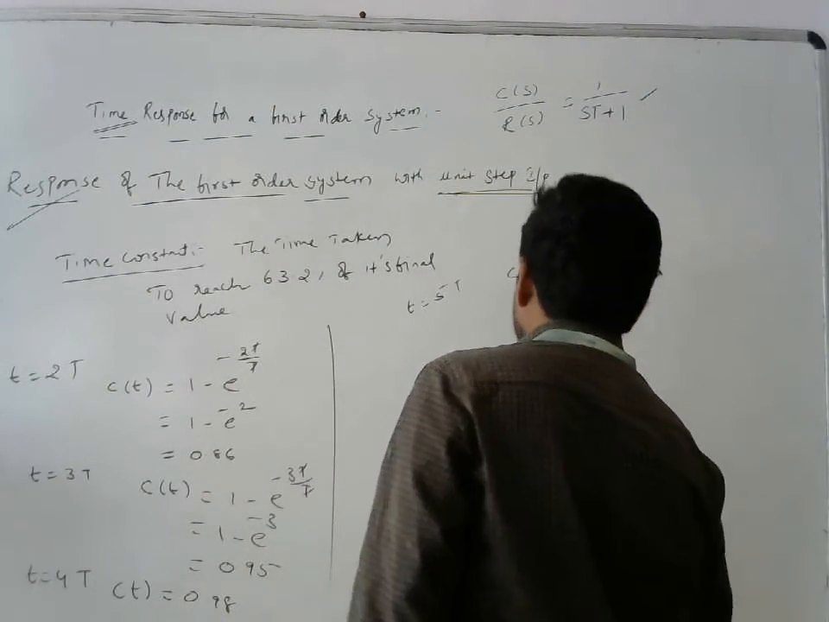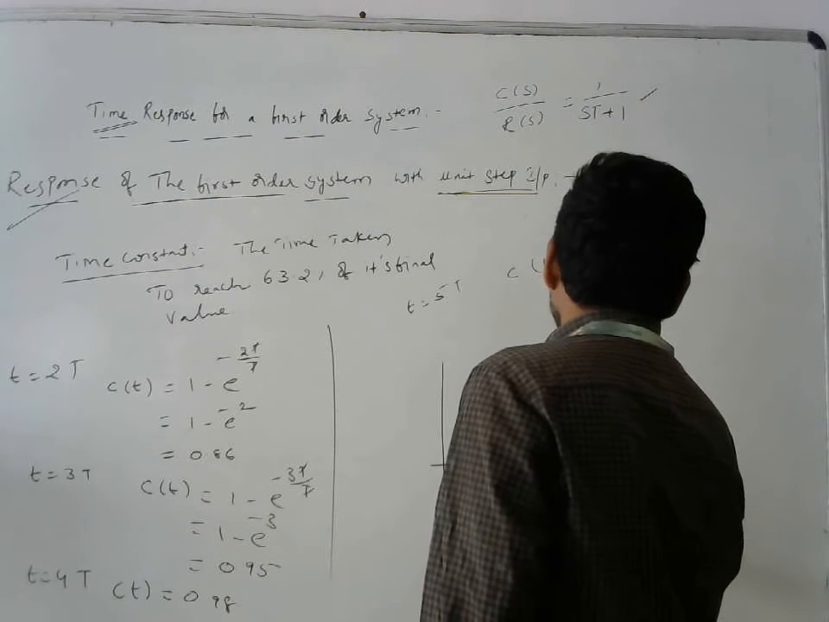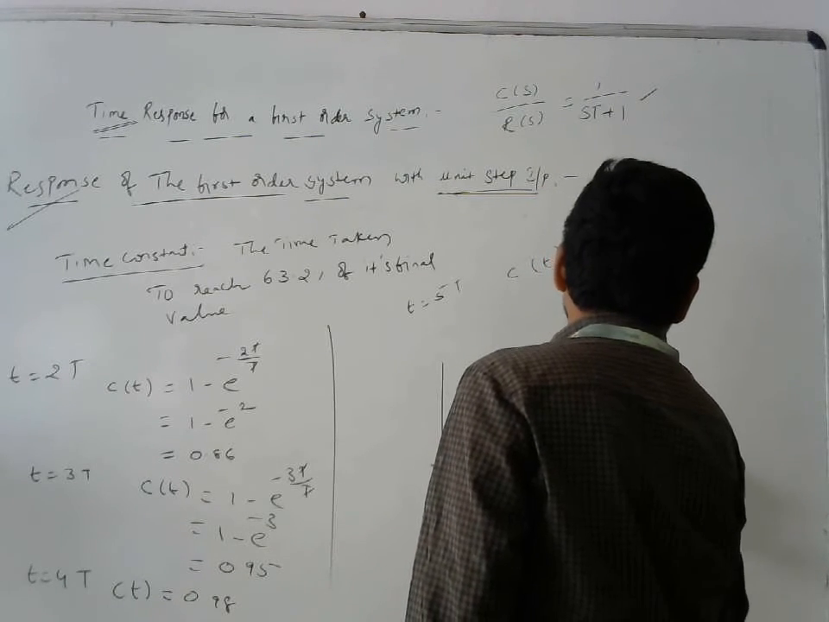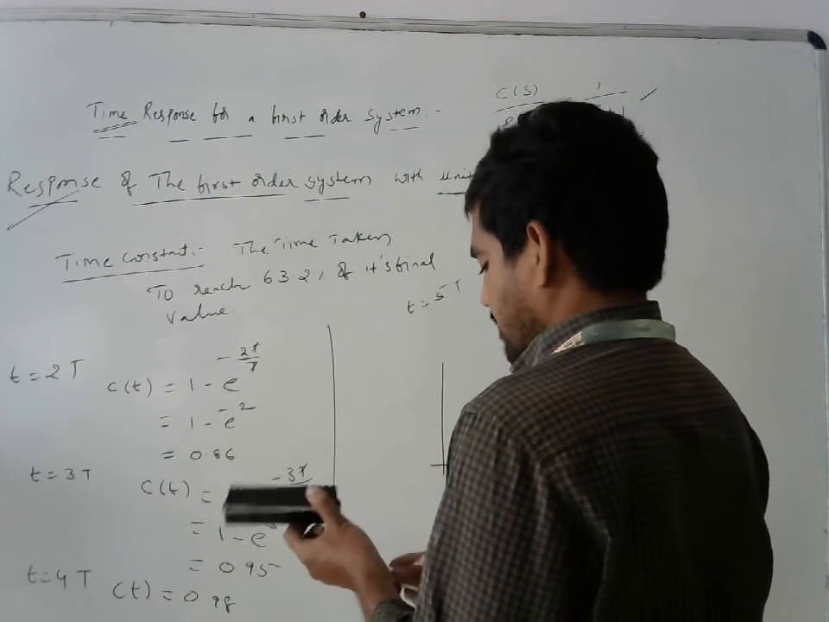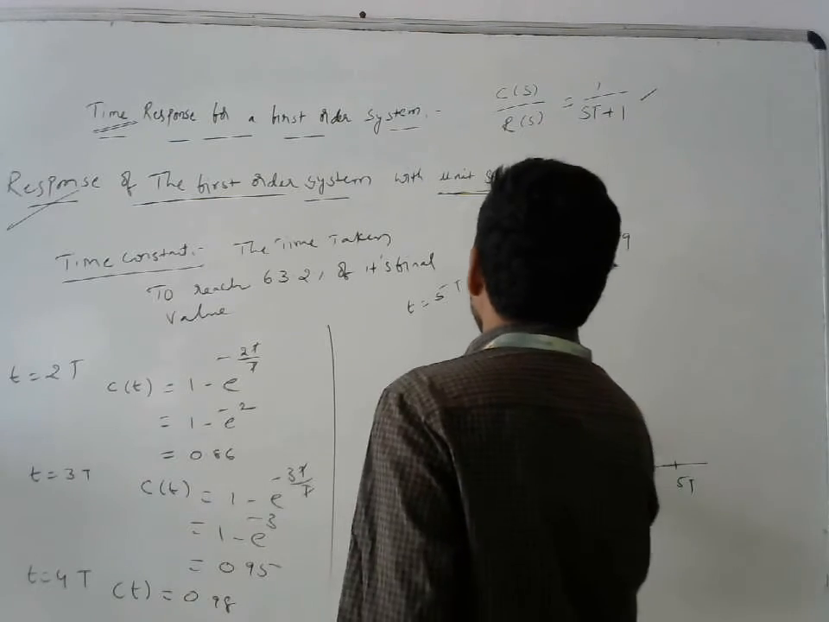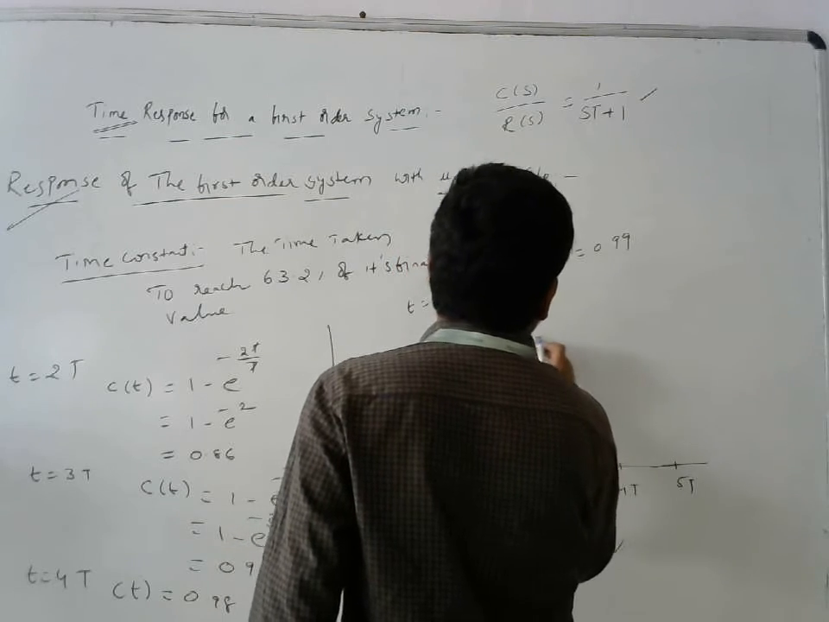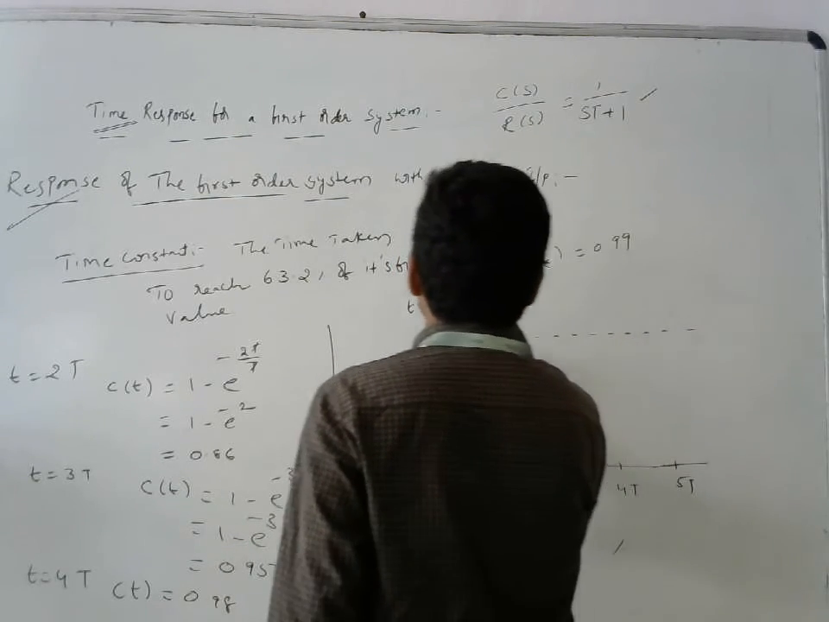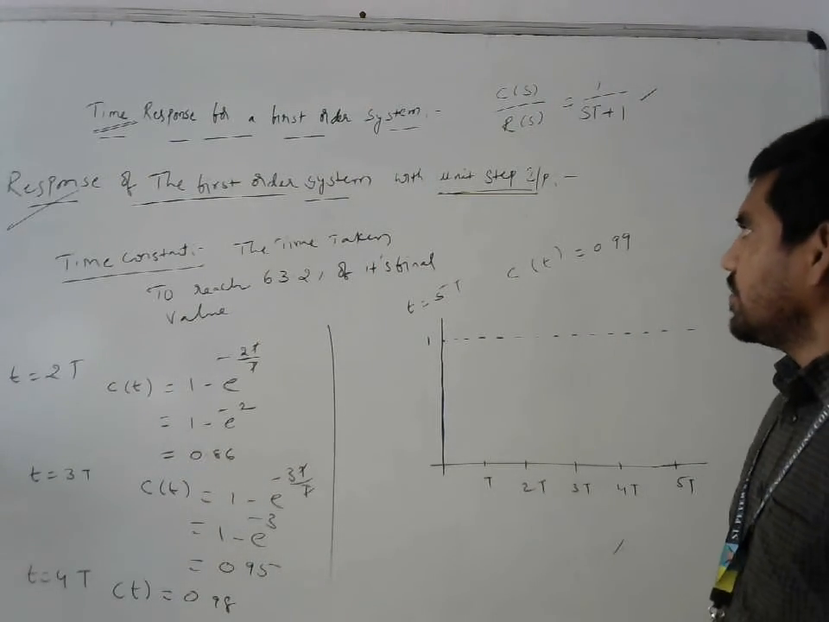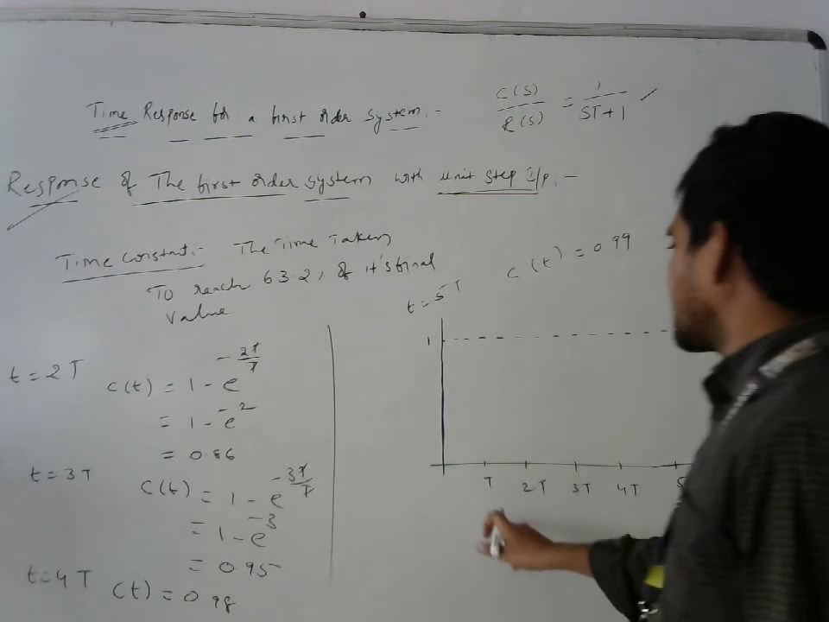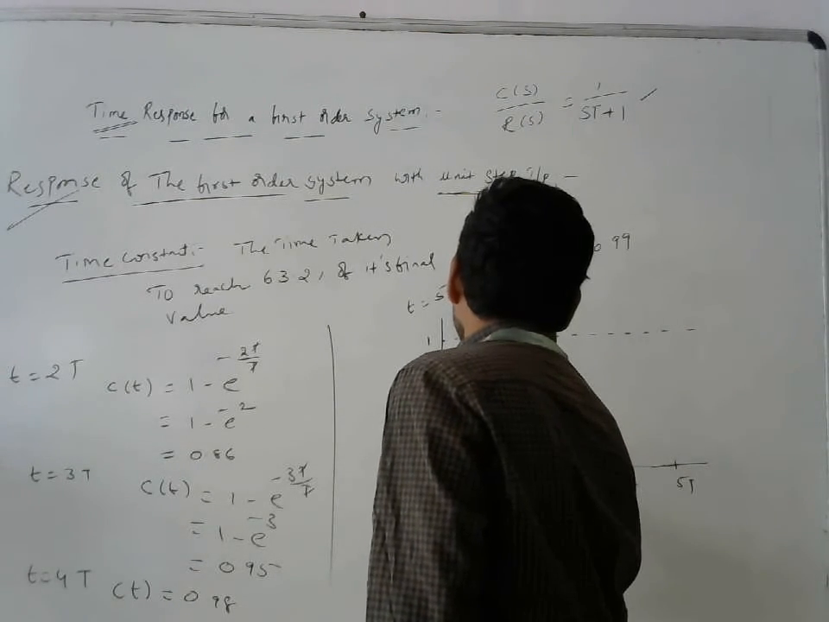For example, if we are taking a graph like this, we are having t, 2t, 3t, 4t, 5t, and so on. What is our first value? 100%. This is my 100% value, unity. That means 1. My output is 1. That is a unit feedback system. That is 100%. At t equal to t, how much did we get? 63.2. That means this is the point.